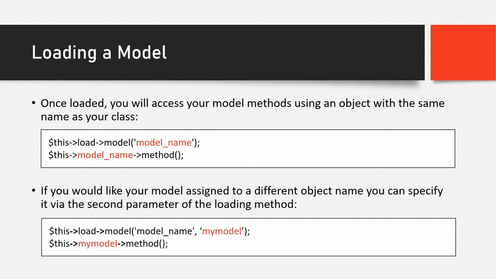If you would like your model assigned to a different object name, you can specify it via the second parameter of the loading method. So, kagaya nito. You try to load or include your file, and sabihin nating mahaba yung pangalan ng model name mo. Of course, baka gusto mong palitin, then you can specify the short name for that in the second parameter. Once we call a specific method, we're going to do it something like this: yung new model name mo, then yung method. Basically, para siyang alias of this particular model. Okay? So that's how we do it.